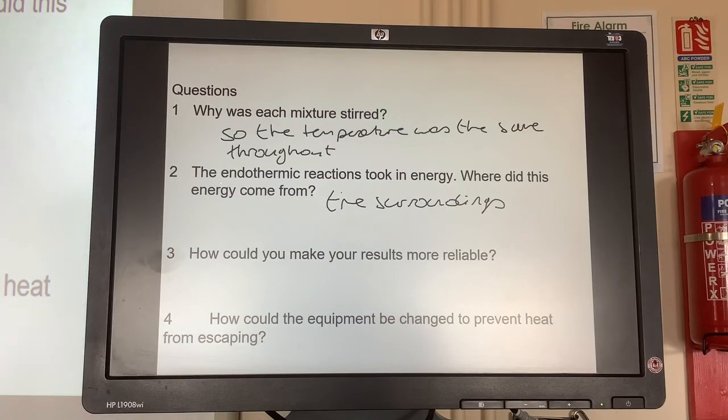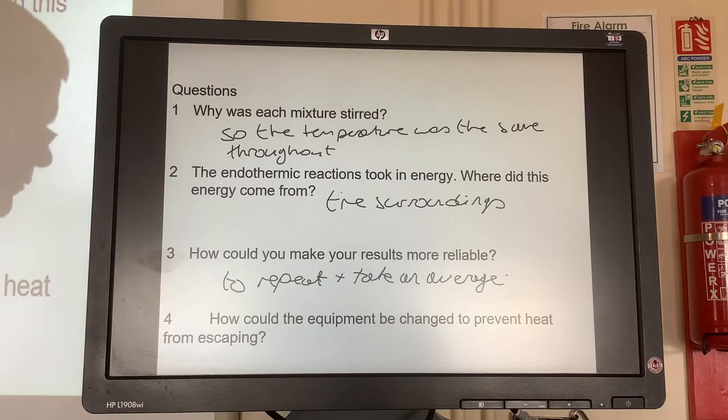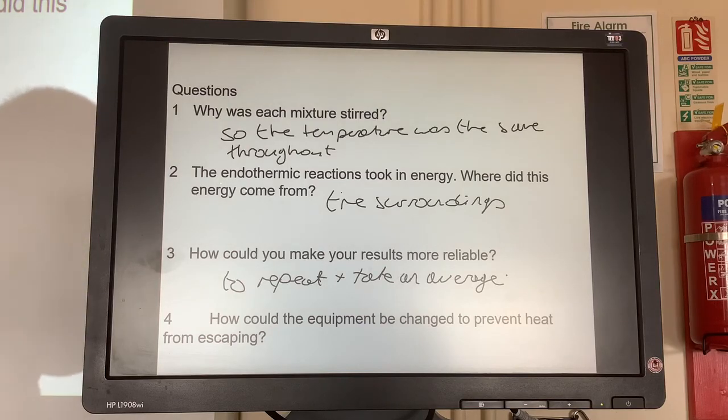Number 3, how could you make your results more reliable? We have to know, in any experiment, if we want to increase the reliability, what do we need to do? We need to repeat and take an average. If we repeat, we'd also remove anomalous results. We could remove the results that didn't fit the pattern. We could remove any anomalous results.